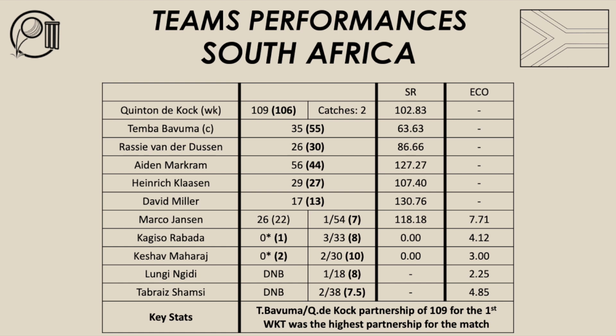So South Africa's batting firing on all cylinders. They had good partnerships as well. 108 for the first wicket between Bavuma and de Kock, 50 for the second wicket between Van der Dussen and de Kock, and 66 for the fourth wicket between Klaassen and Markram. Pretty much those partnerships were very crucial in terms of posting that score of 311 for South Africa.